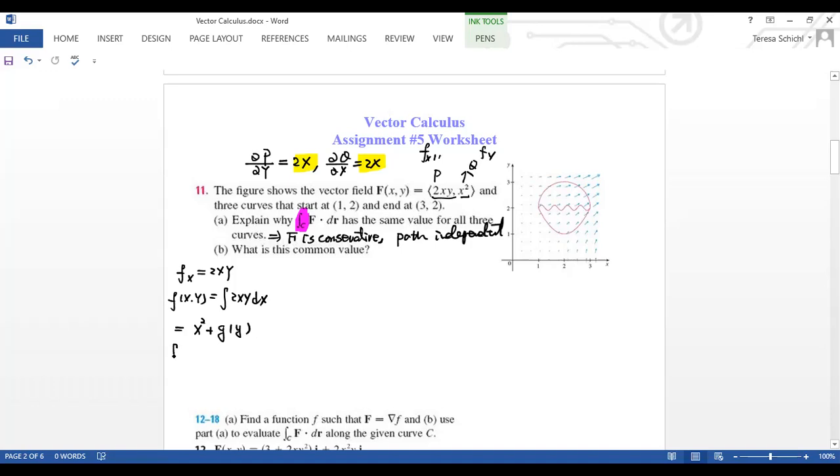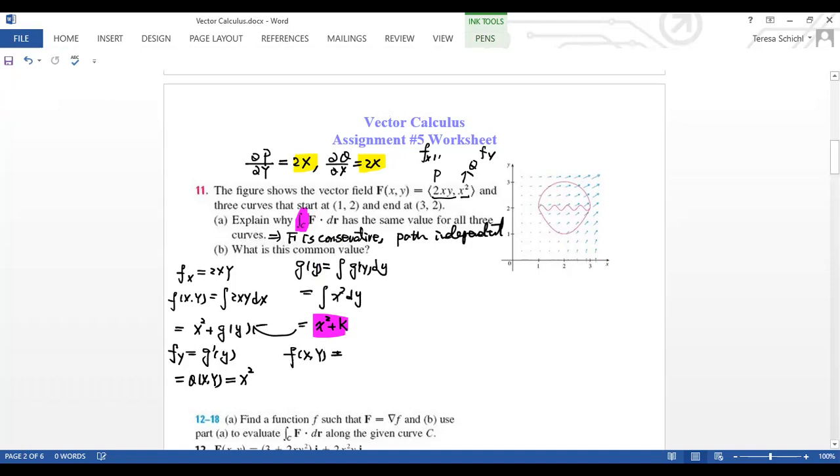Now for f, you take the partial for y, so x disappears. So you will have g prime(y), and g prime(y) is equal to Q(x,y). So g prime(y), Q(x,y) is equal to x squared. Now what is g(y)? You integrate g prime(y) dy. I'm integrating with respect to y, so x is a constant, so it's x squared y plus K. Good. So you plug this back into this function, so you will find f(x,y) equals what?